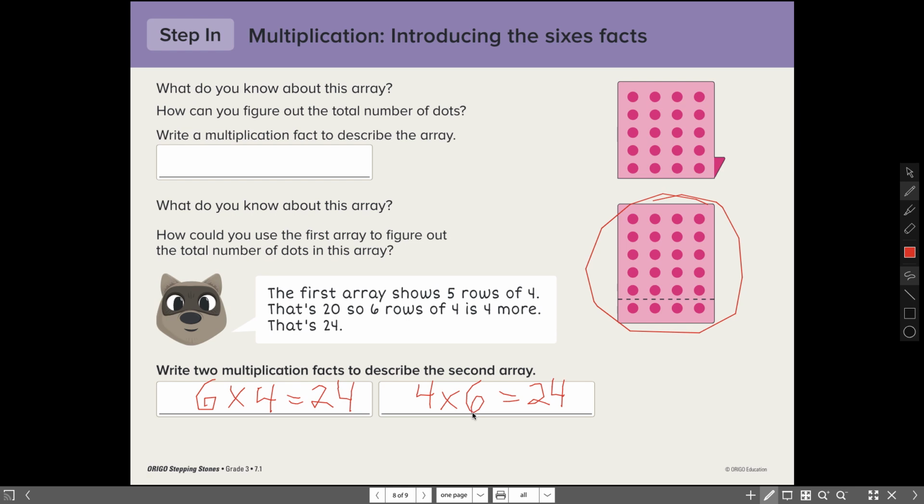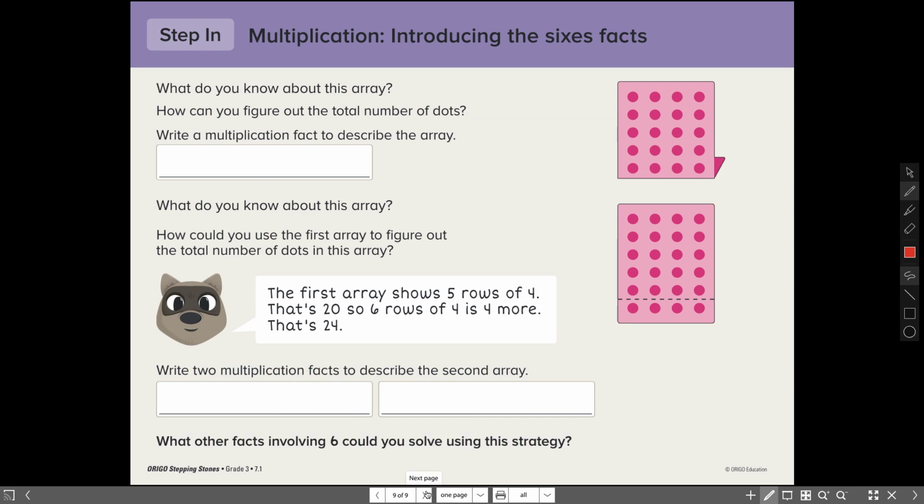Okay, so 6 times 4 is 24. Turnaround fact, 4 times 6. This is known as the what property? Commutative property. Nice job. Okay, and we've already talked about that.